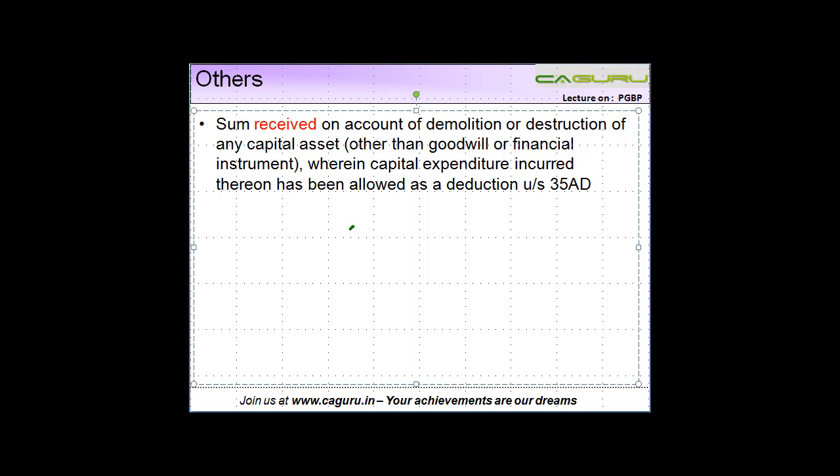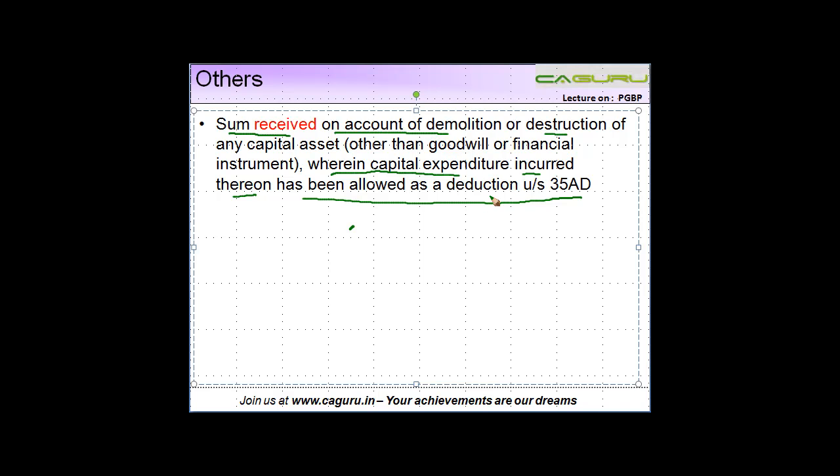Now, one of the last payments which is chargeable under the head Profits and Gains of Business and Profession is, I'm just reading it out, sum received on account of demolition or destruction of any capital asset other than goodwill or financial instrument wherein capital expenditure incurred thereon has been allowed as a deduction under section 35AD.